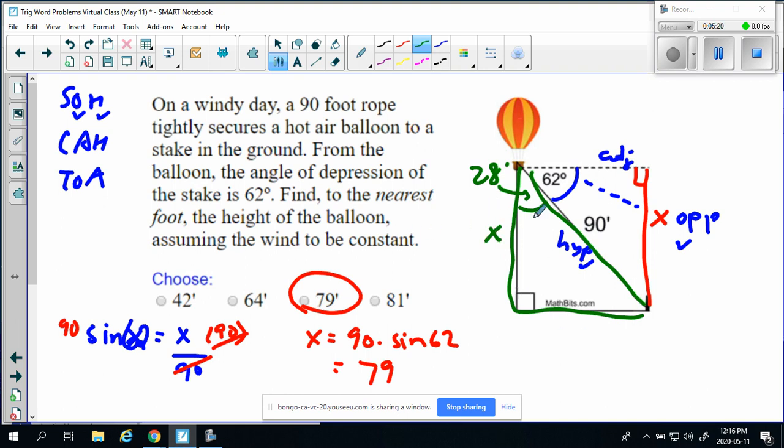So you're going to be using adjacent over hypotenuse. So you would be using cos. So if you use cos of 28 is equal to x over 90, you will also get the correct answer. So just be careful, but there are actually two ways to do it.